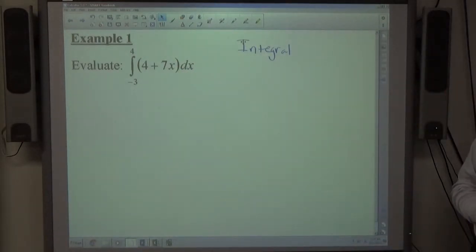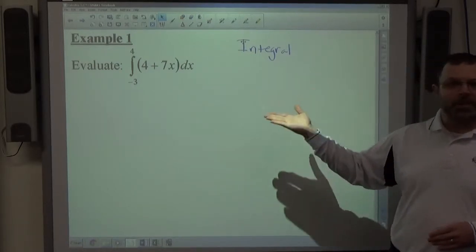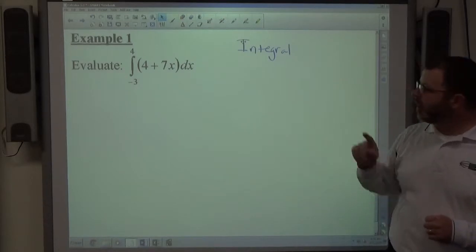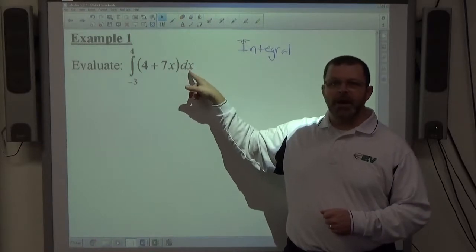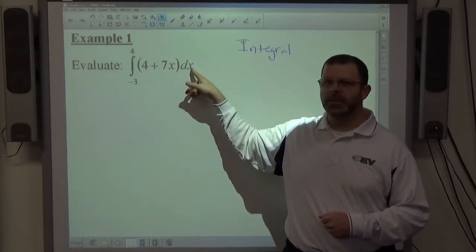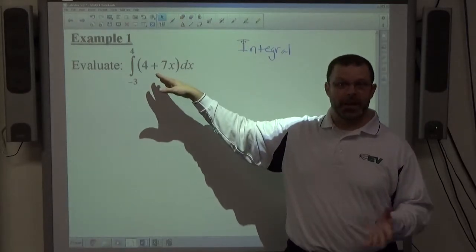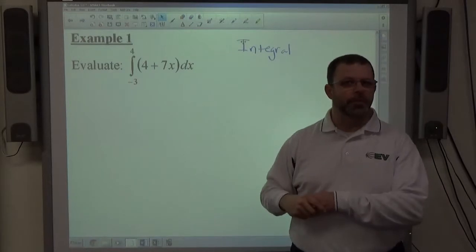Or you can just say squiggly thing 4 plus 7x dx, if you're trying to talk to somebody else about it, just to identify. But the official mathematical language involved there: that's an integral symbol, and there's a function. There's a variable in the function that matters. If there were several variables, let's say it was 4a plus 7x dx, a is going to be a number, x is going to be a variable. So the dx tells you what variable is there.